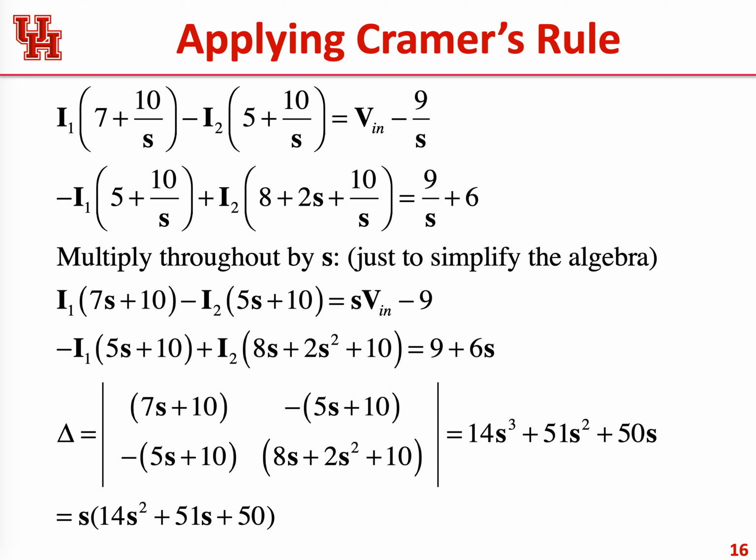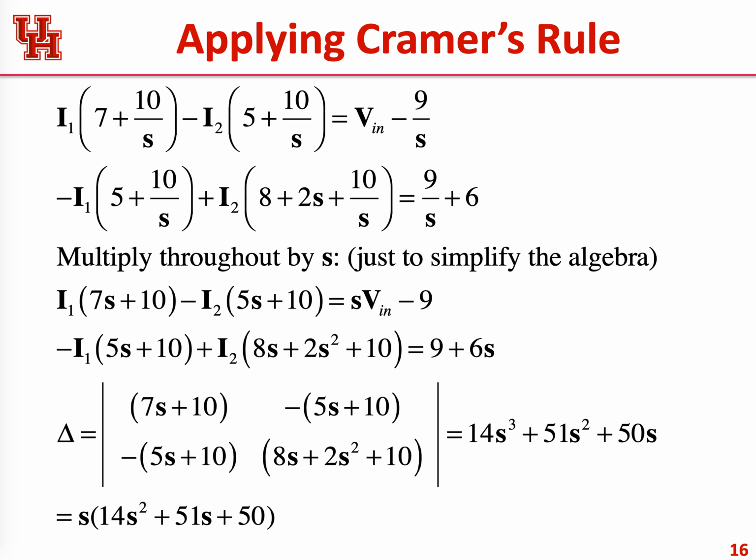So let me write that down in a clean way. I think that's always a good idea. Let me do that in the format of Cramer's rule. All right, so when we do that, we get I1 times 7s plus 10, minus I2 times 5s plus 10 equal to s Vin minus 9, and then minus I1 times 5s plus 10 plus I2 times 8s plus 2s squared plus 10.